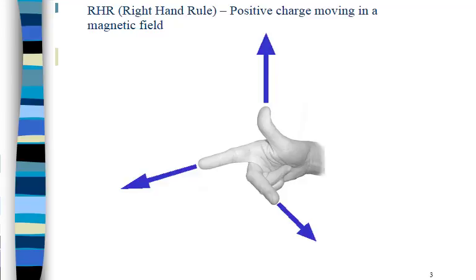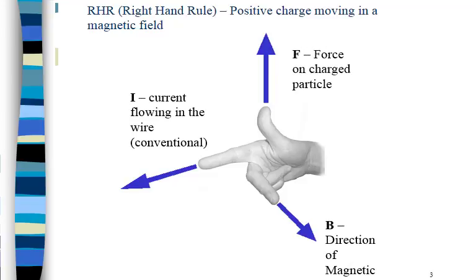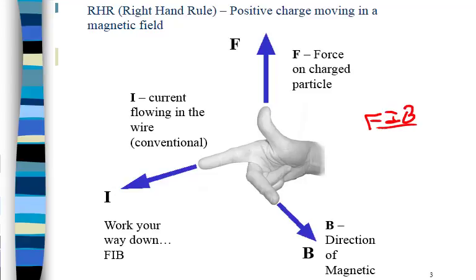So the way that we do this, it's another right-hand rule, but very similar idea here. We have the force, and then current. This is the flow of positive charge, so we're going to use conventional current, and then B is the magnetic field, so FIB, and you can think of it as a fib. It's a fib, but it's true. Okay, FIB: force, current, field.